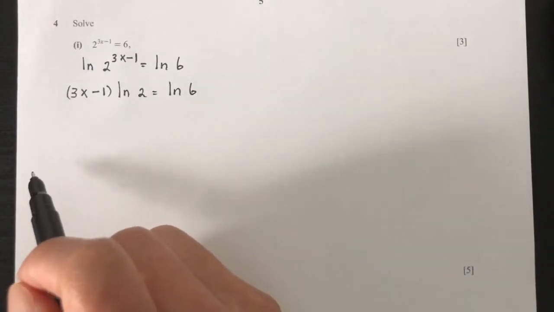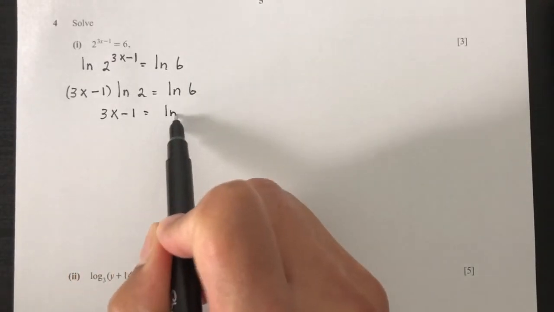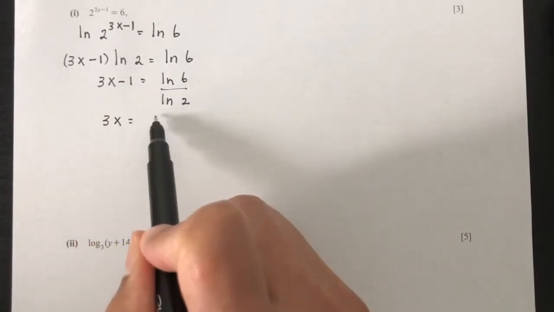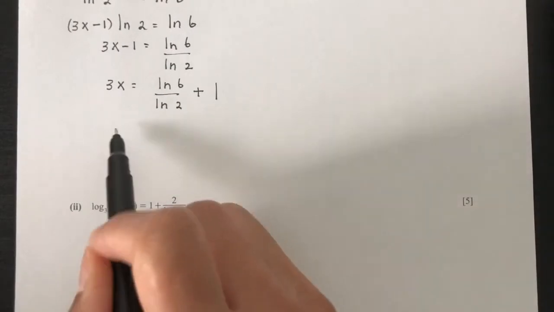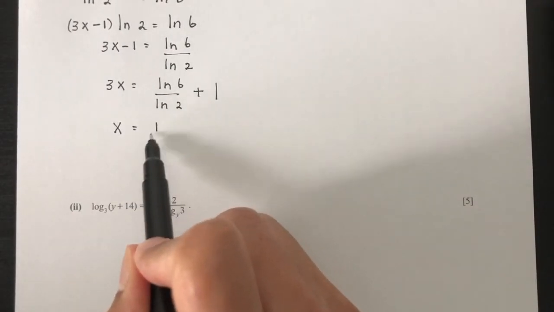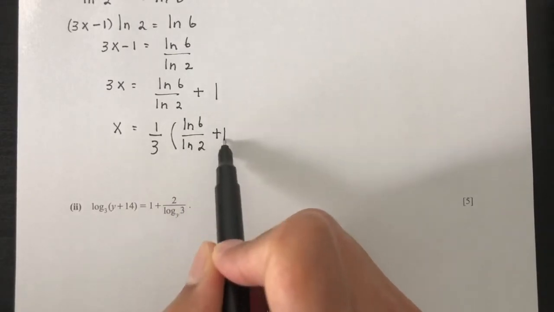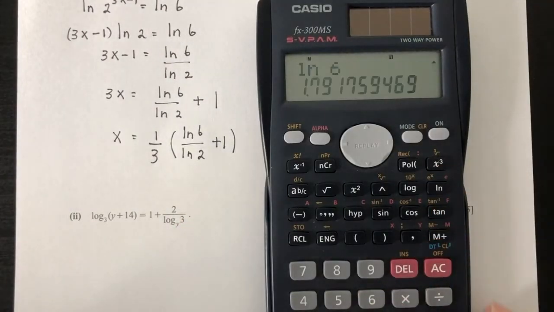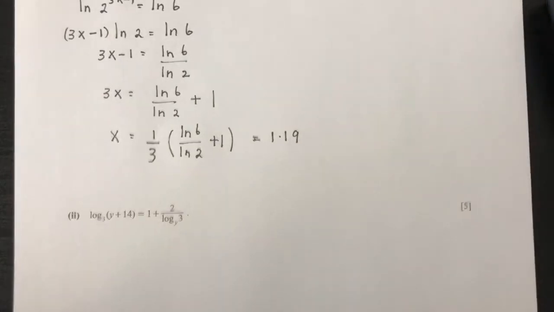So now we can try to simplify. 3x minus 1 is equal to ln 6 over ln 2. So 3x is equal to ln 6 divided by ln 2 plus 1. And finally, x will be all this thing divided by 3, right? Everything. Here it doesn't say your answer needs to be exact. You can also provide it as a decimal. So ln of 6 divided by ln of 2 plus 1, divided by 3. You can write 1.19 correct to 3SF. That will be part 1.